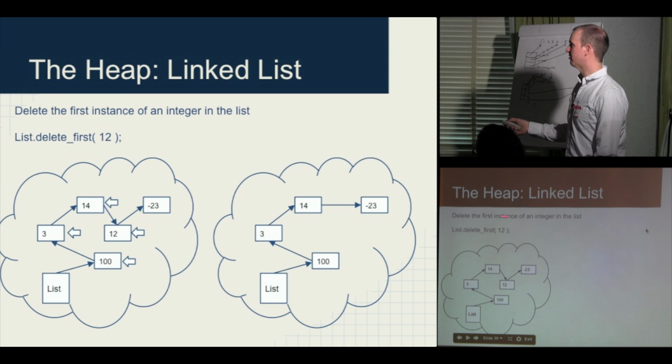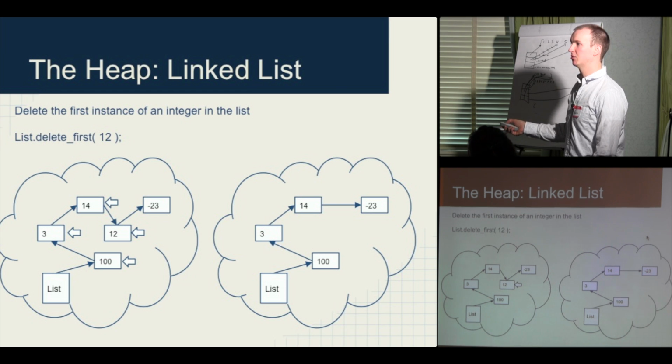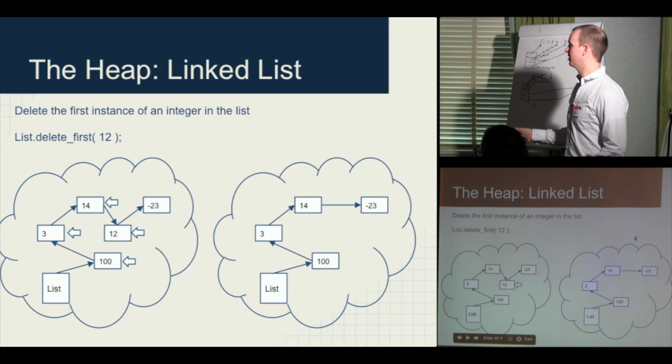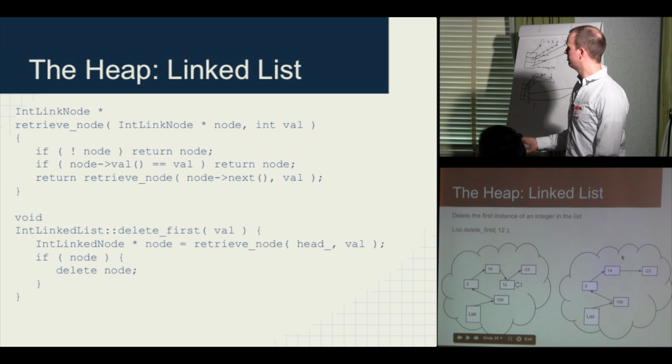Okay, so how would you delete the first instance of an integer in the list? Like when you want to delete 12 here, you would want to walk until you get to 12, and then you want to deallocate 12, and then change this pointer so that it points at negative 23. So you want to update this so it's still a reasonable description of the list in memory. It would be a shame if you lost this element of the list, or if you didn't deallocate 12.